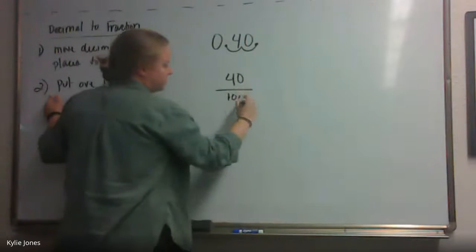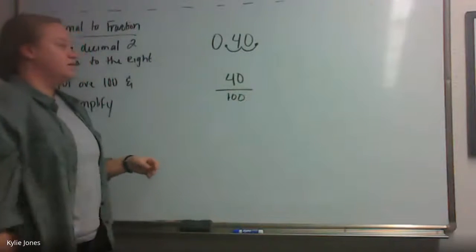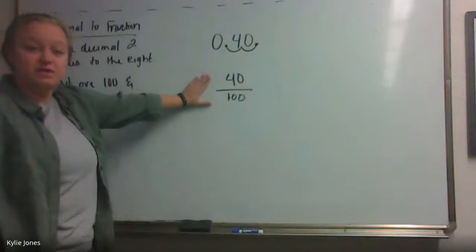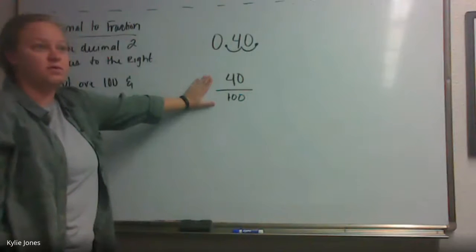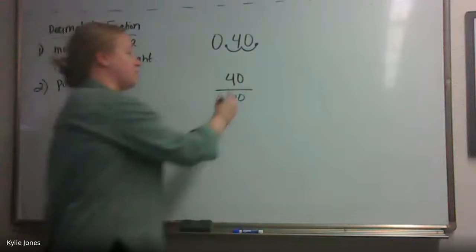You have to make it a fraction. Yep, that's when you put it over 100. So now we have 40 over 100. We need to just simplify our fraction now. We have a fraction, just have to simplify. So what number goes into both 40 and 100? 5. 5 goes into both, good.